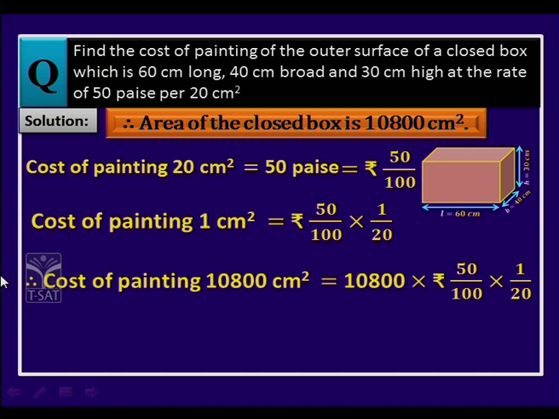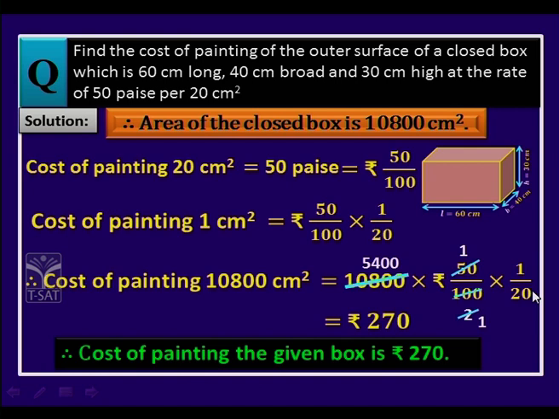Now, let us simplify this, children. 50 goes 1 time and 50 goes 2 times in 100, and 2 goes 1 time in 2 and in 10,800 it goes 5,400 times. Now, here 5,400 by 20. The zeros get cancelled, 540 by 2, which gives 270. That means the cost of painting the given box is 270 rupees. I hope you understood the problem, children. Let us move on to our next problem.